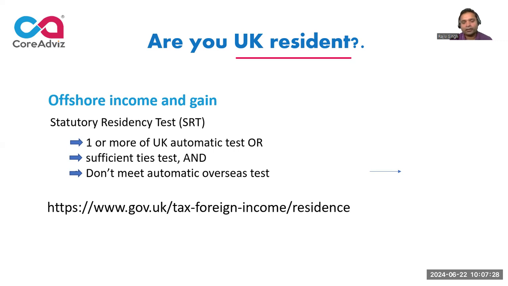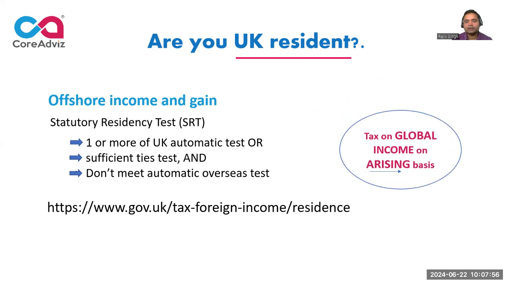I have my YouTube recording separately to explain all the scenarios. What is the UK automatic test? What is the sufficient ties test? They are broader subjects. Approximately a half an hour video is there to understand how you can take your status, whether you are a UK resident or not. Being a UK resident, your tax in UK is chargeable on global income on an arising basis. So what is meant by arising? Arising means even if you do not bring the money, it is taxable.